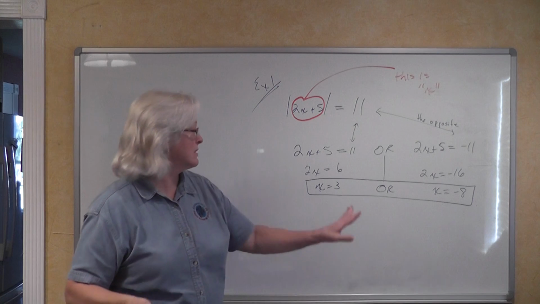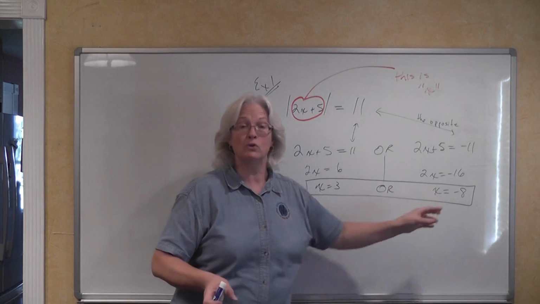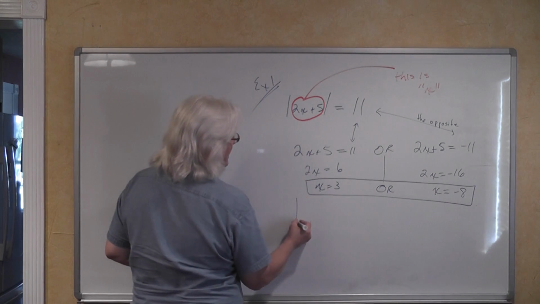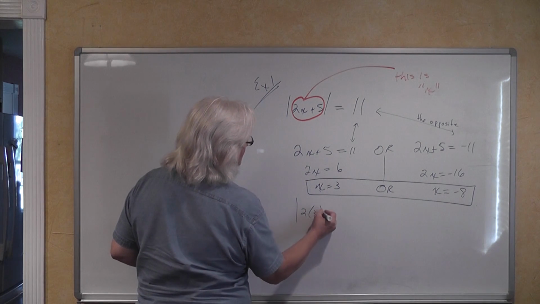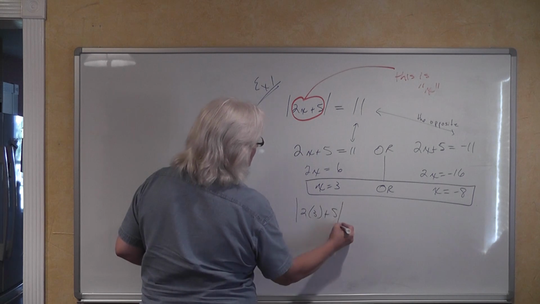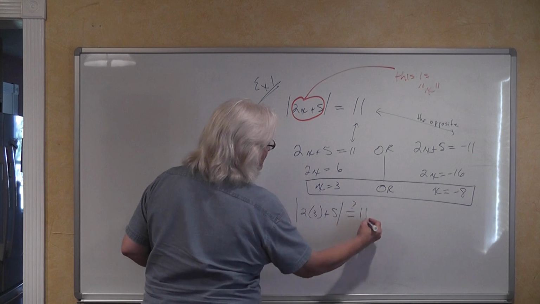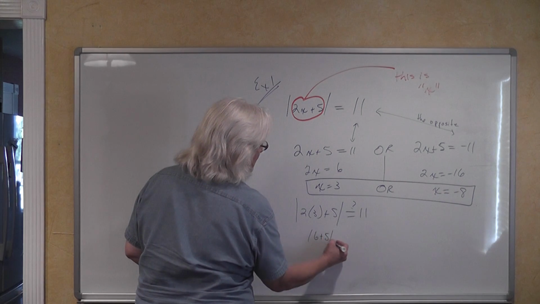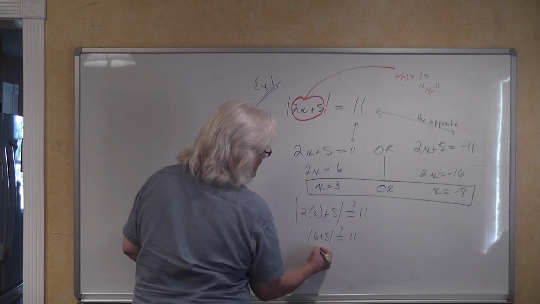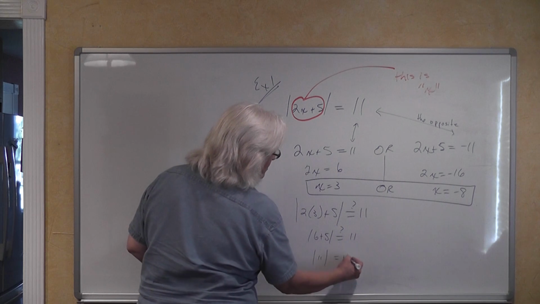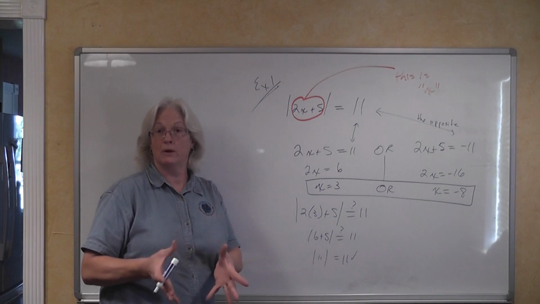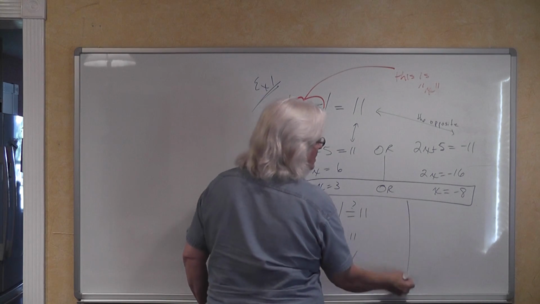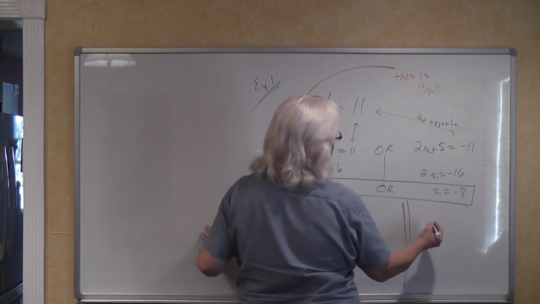So we're going to have to check both of these values to see if we end up with a true statement. The absolute value of 2 times 3 plus 5, is that equal to 11? You already see that it is. Absolute value of 6 plus 5, is that equal to 11? Yes, the absolute value of 11, of course, is equal to 11 because it's positive. So that one works.